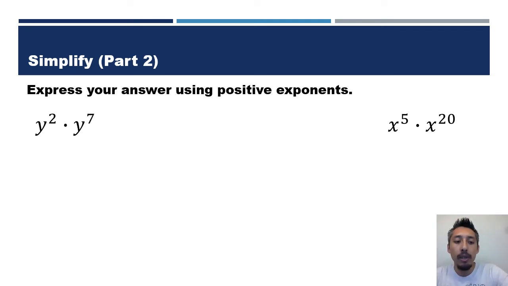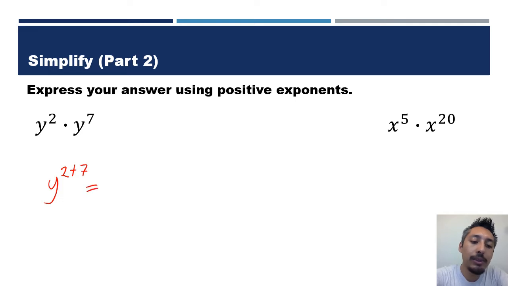For number 1, we have y to the power of 2 times y to the power of 7. Because both of these have a base of y, that means that our answer is also going to have a base of y. Remember, this is just repeated multiplication. We have the same variable being multiplied by itself over and over. We know that we're going to have 2 at the beginning, 7 at the end. We could actually just add 2 and 7. That's going to give us our final answer. So this is y to the power of 9.